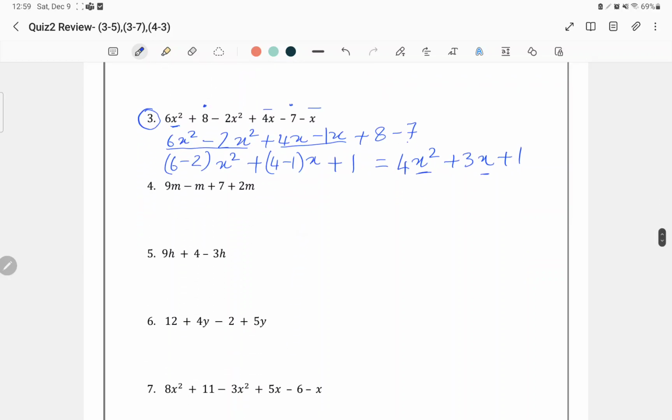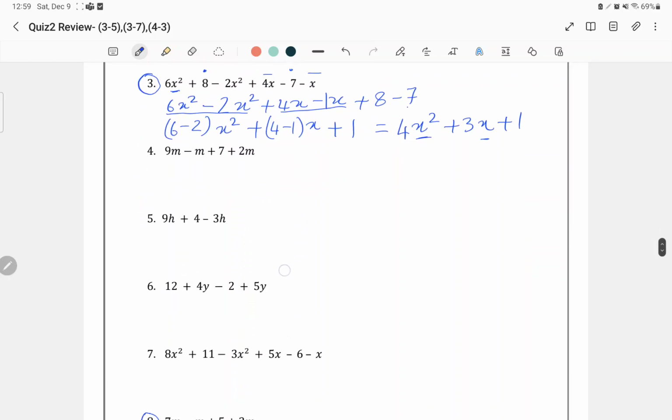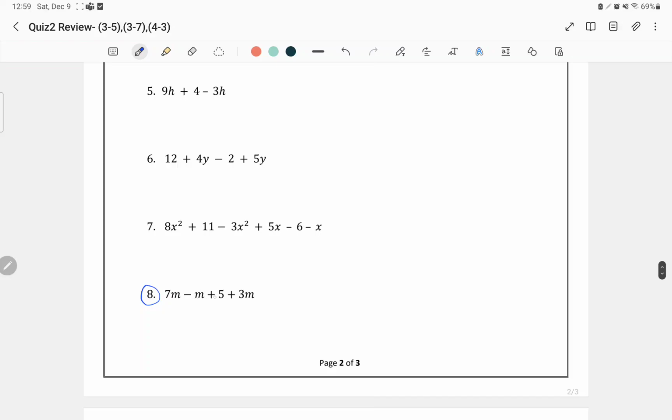Now 9m, this one, 7m minus m plus 3m. I can use here the distributive property of multiplication, take out the m common, and what I will have is 7 minus 1 plus 3m. m is the variable which is common to all three of them. So I take out m common, plus 5. 7 minus 1 is 6 plus 3 is 9m plus 5.